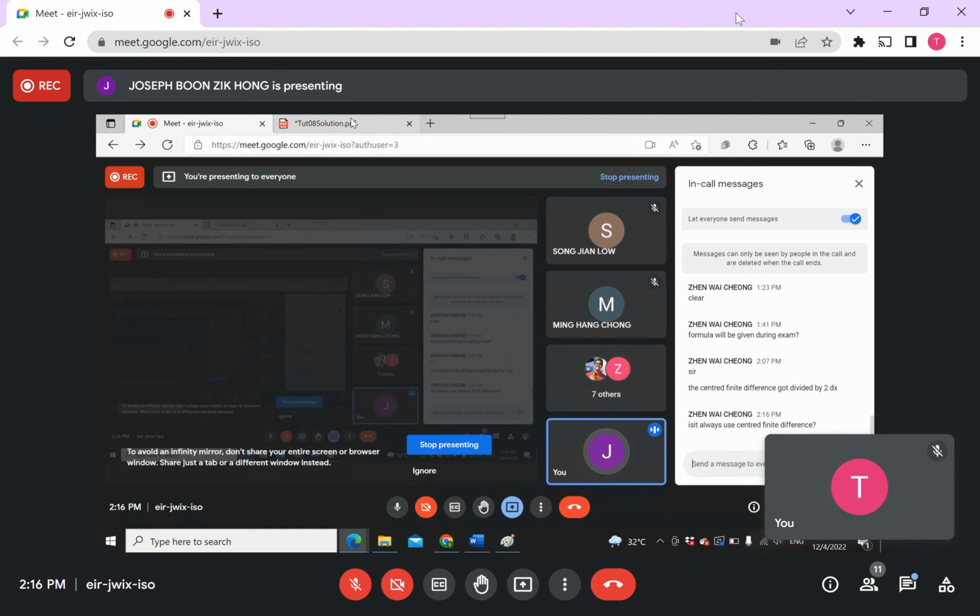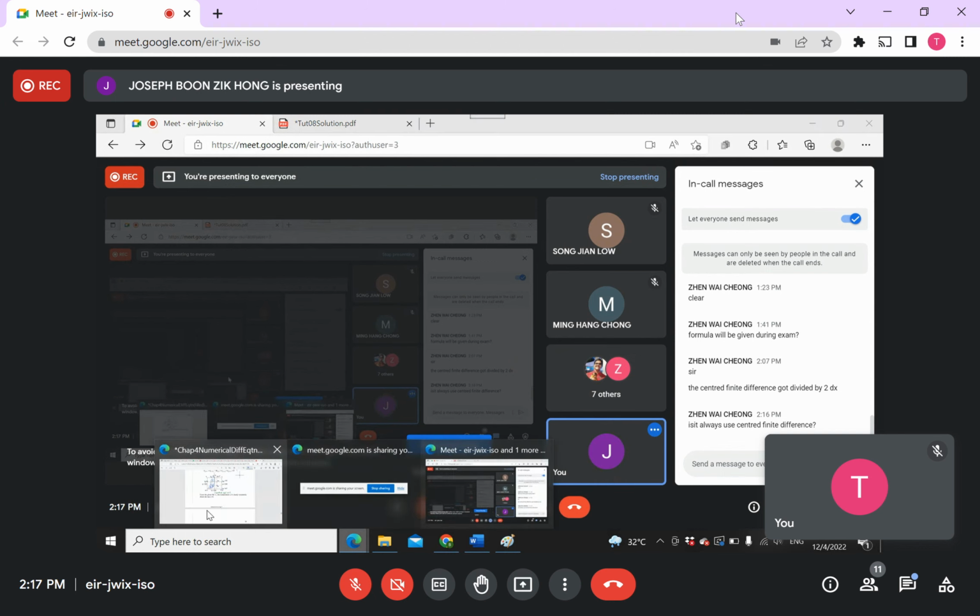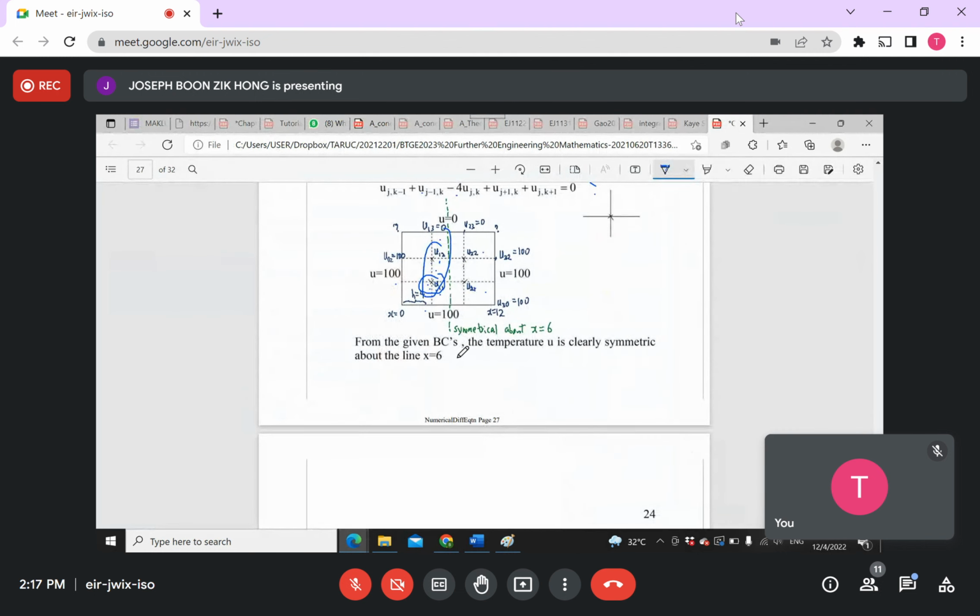If it doesn't mention, then you always use the central finite difference for Laplace and, what again, I can't remember. For Laplace and Poisson, always use a central finite difference.